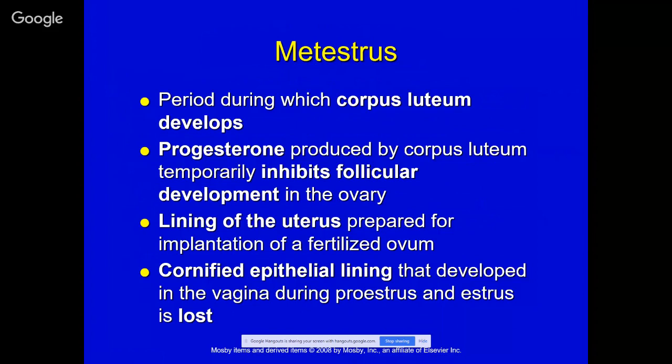The lining of the uterus is prepared for the implantation of that fertilized ovum, and the cornified epithelial lining that developed in the vagina during proestrus and estrus is lost. So when we have a dog that we're trying to breed, and we do a vaginal swab and we see cornified cells, we know that we are in proestrus or estrus. As soon as we lose those cells, we know we're in metestrus. And that means that ovulation has occurred, the ovum is likely in the oviduct, and the corpus luteum is getting ready for pregnancy. So it's during those 3 to 6 days that we want to get her bred.